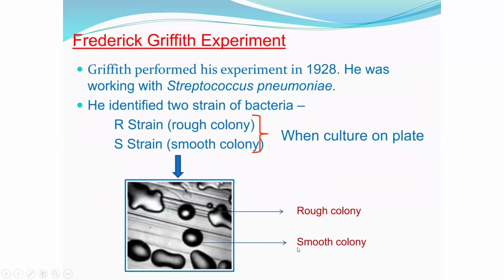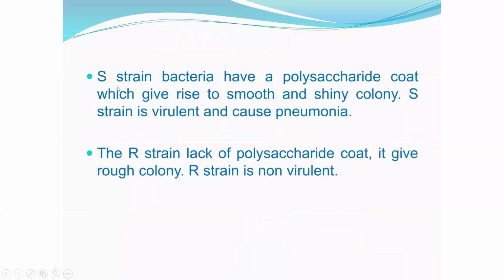When cultured on the plate, he identified two types of strains: the R strain and the S strain, the rough one and the smooth one. The S strain bacteria have a polysaccharide coat which gives rise to a smooth and shiny colony. The S strain is virulent and causes pneumonia, whereas the R strain lacks a polysaccharide coat and gives a rough colony. So the R strain is non-virulent. Only if the S strain is present does it cause pneumonia, whereas the R strain will not cause disease.